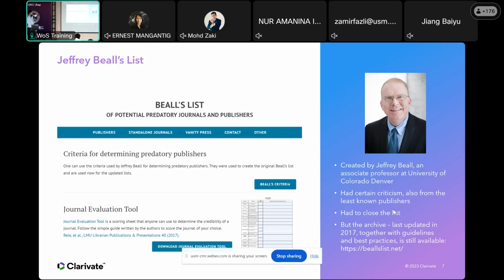He also used to publish some journal evaluation tools and some practices about this process. He's still alive, he's still working. He just had to close this list, but a lot of what he was doing was very important.